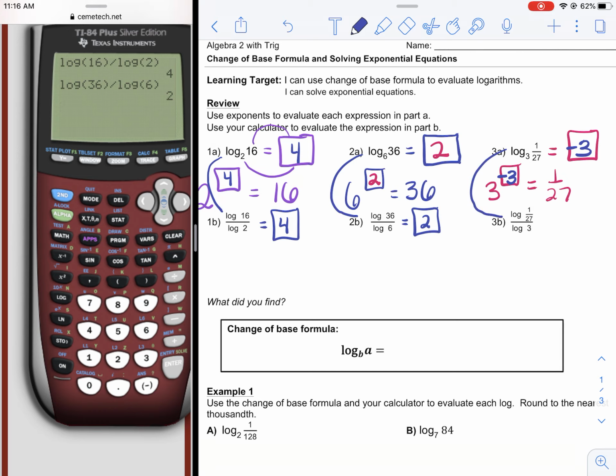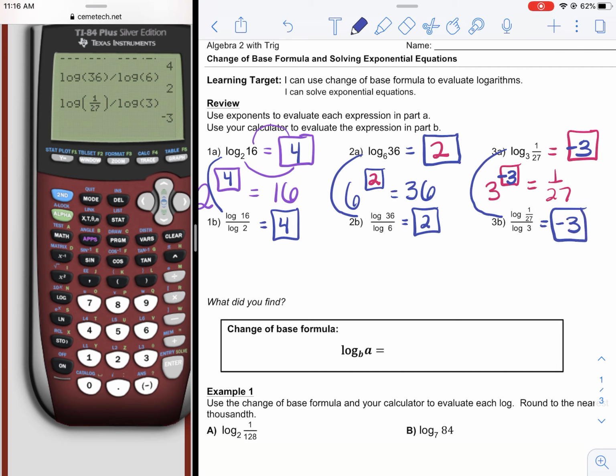And let's try one more. Does this log equal log of 1/27 divided by log of 3? So I'm going to hit the log button. I'm going to grab my fraction key, and I'm going to type 1/27 and then arrow over. So I have log of 1/27. I'm going to divide that by the log of the base, so divided by log of 3. And notice we get negative 3. So it's really a workaround to meet the limitations of the calculator.